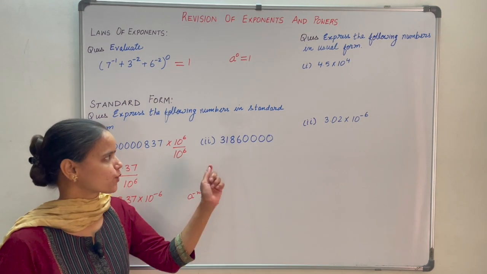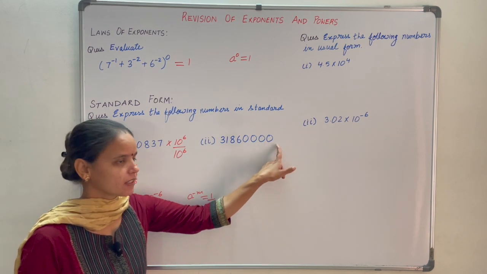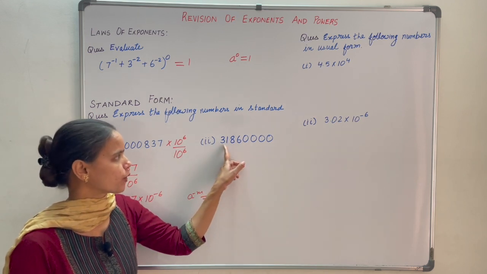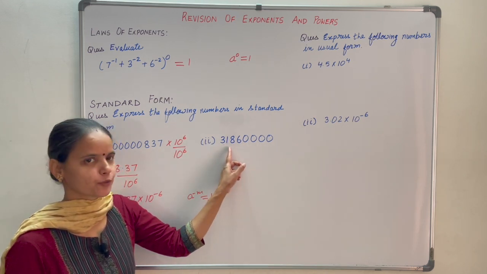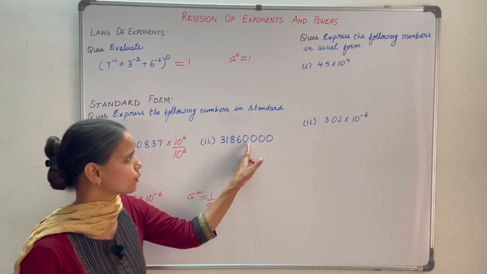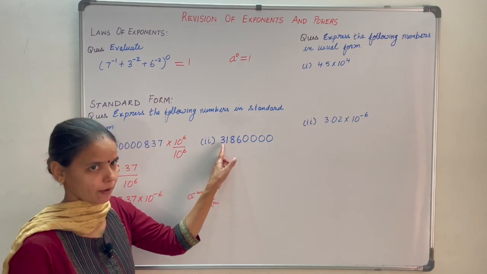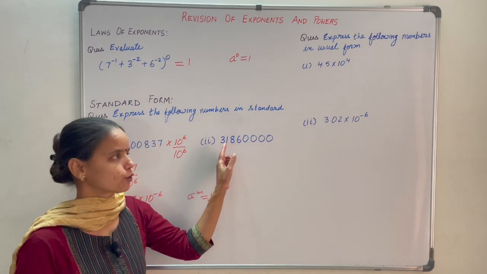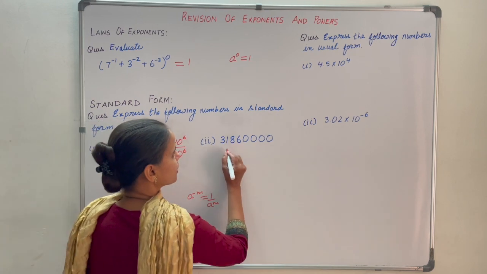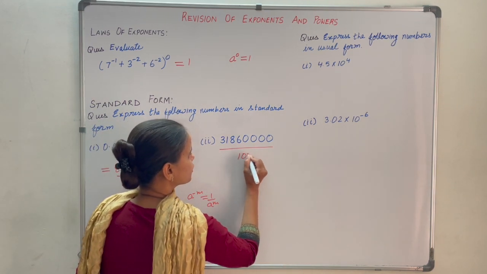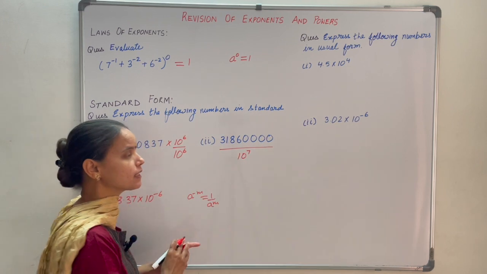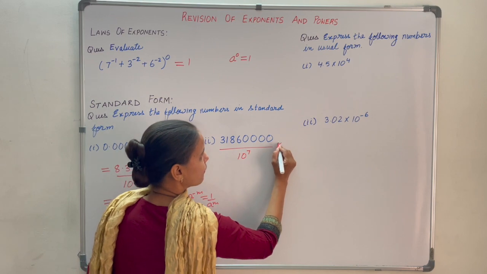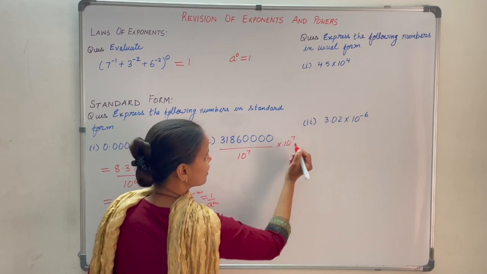Now let us take this question. The decimal point for this number is here. For this number to lie between 1 and 10, the decimal point should be here. So how much do you have to move towards the left? 1, 2, 3, 4, 5, 6, 7. So you have to move the decimal point towards the left by 7 digits. To do that, you have to divide this number by 10 raised to the power 7. If you divide by 10 raised to the power 7, you have to multiply also by 10 raised to the power 7 so that the number does not change.